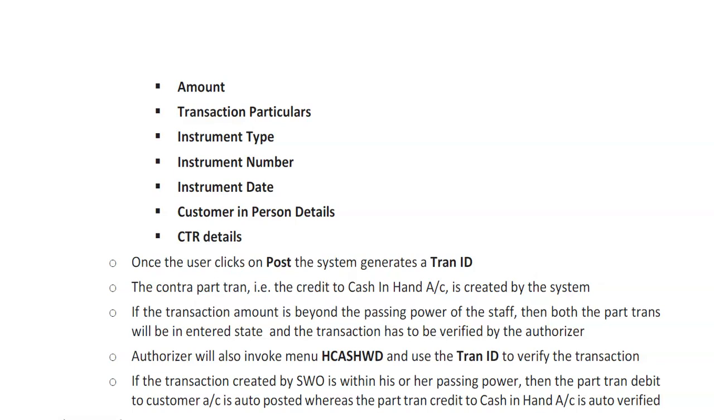If the transaction created by a single window operator or teller or authorizing officer is within his or her own passing powers, the part trans debit to the customer's account is auto posted, whereas the part trans credit to cash in hand is auto verified. These are very similar to what we had discussed in Hcashwd.